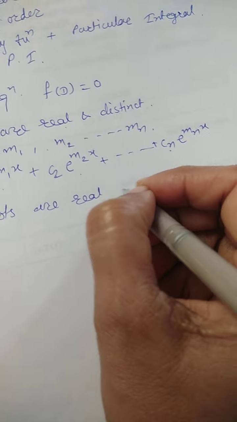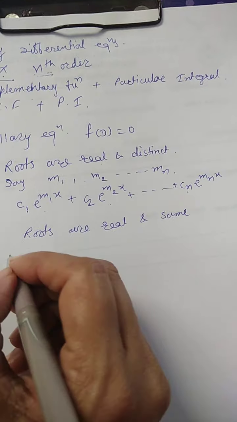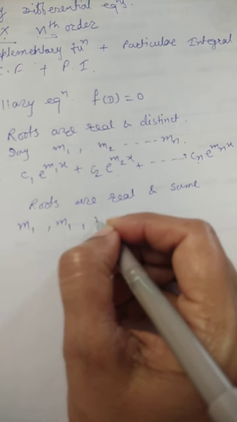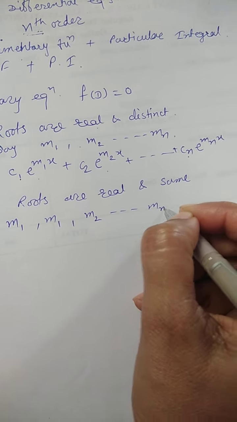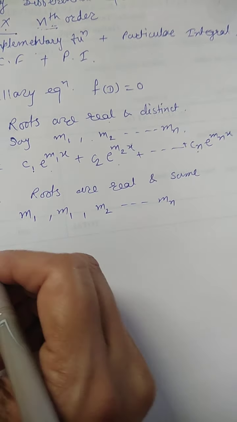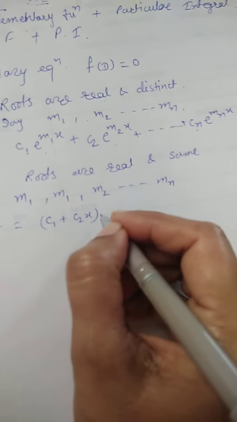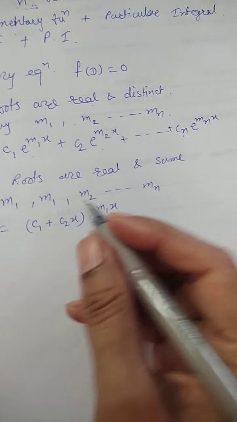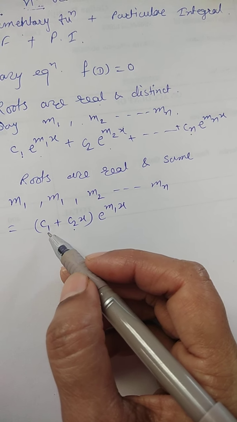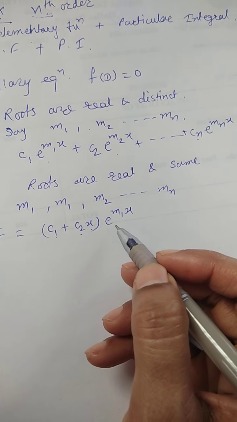Some of the roots are same or identical. Say we have m1 as a repeated root, repeated 2 times and the remaining roots are as they are. So total n number of roots, in that m1 is repeated twice. In this case we'll write CF as (C1 + C2x) e^(m1x). As m1 is repeated twice, we have to use 2 constants for that. Not only C1 plus C2, we have to write (C1 + C2 x) into e^(m1x).